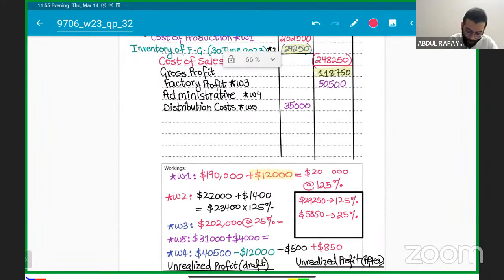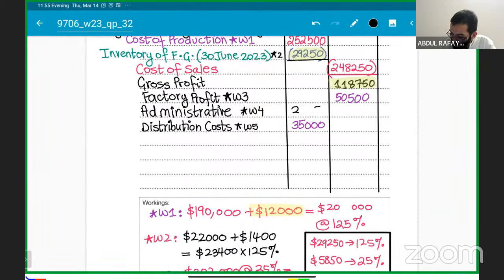Okay, so it will be 40,500 minus 12,000 for the error mistake, for the error sir, minus 500 for the previous unrealized profit adjusted, and the current जो current after correction of error आया, that is coming sir 28,850. So these are the two expenses we have worked it out, and eventually now we will get the profit for the year. Okay, understanding guys? Clear with me?